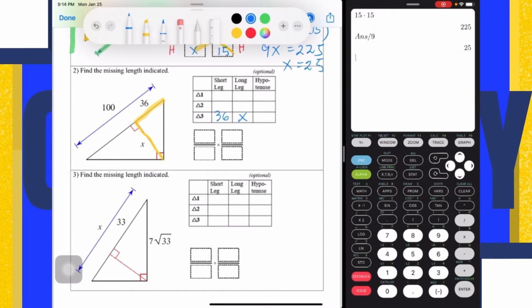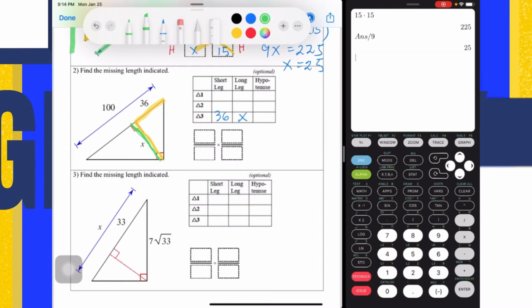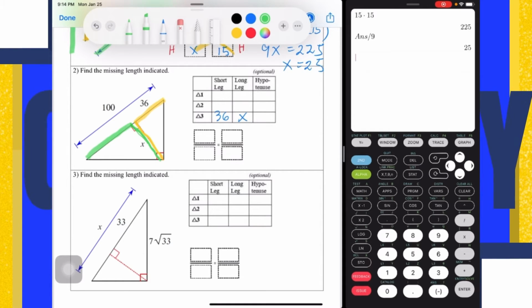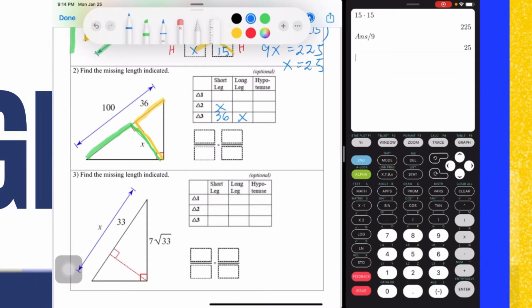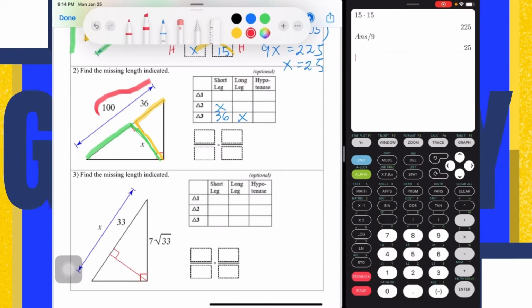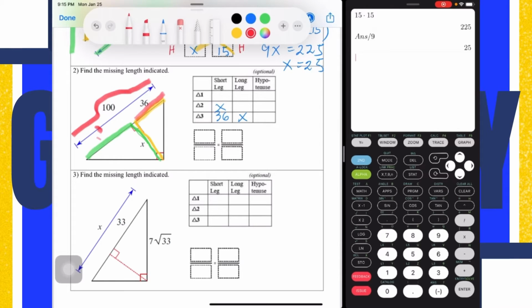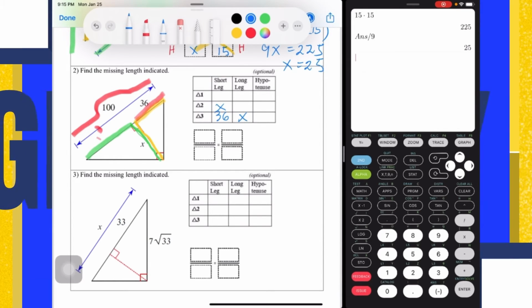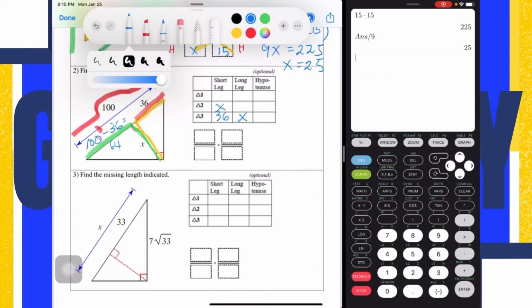The other triangle I have has a short leg of x, and this is the long leg of triangle 2. So short leg of x, and I don't know the long leg of triangle 2, but the length of this side I know, which is 100, and the length of this side is 36. Now I'm looking for this. So to find that, I'm just going to subtract 100 minus 36. So that gives me 64. So the long leg of triangle 2 is in fact 64.